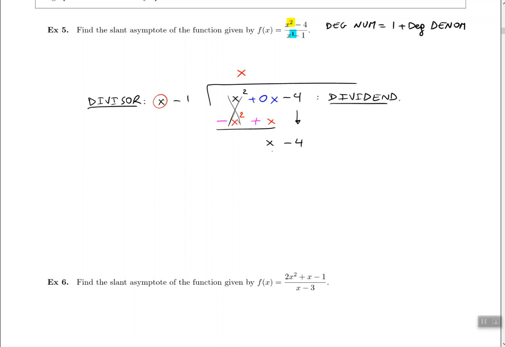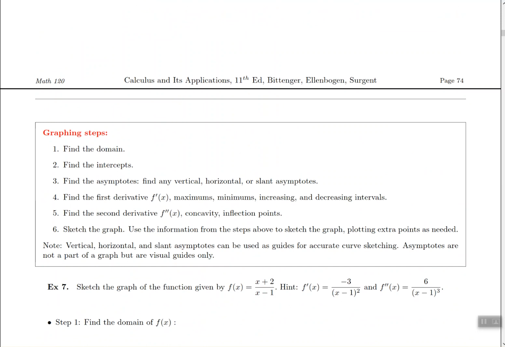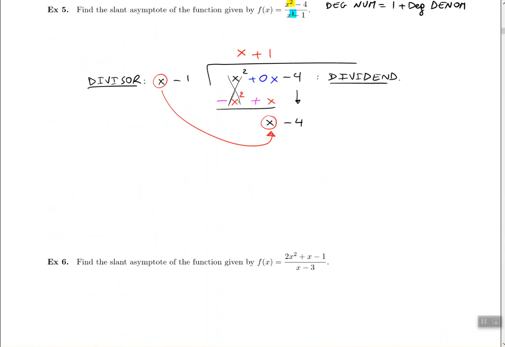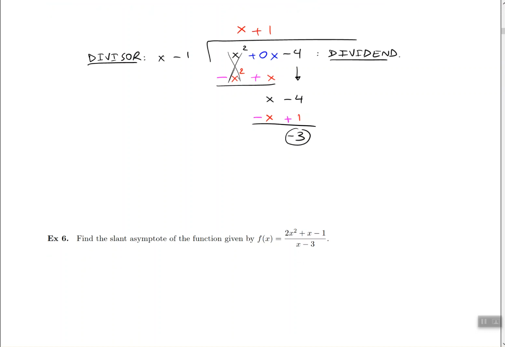I want the x to become an x. What do I multiply x by to make it into an x? The answer is going to be positive 1. So we'll go ahead and multiply now. So 1 times x is x. 1 times negative 1 is negative 1. And again, before you combine like terms, flip the signs around. So this one's positive, it becomes negative. This one's negative, it becomes positive. And if we combine them together, the result will be negative 3. This is the end.